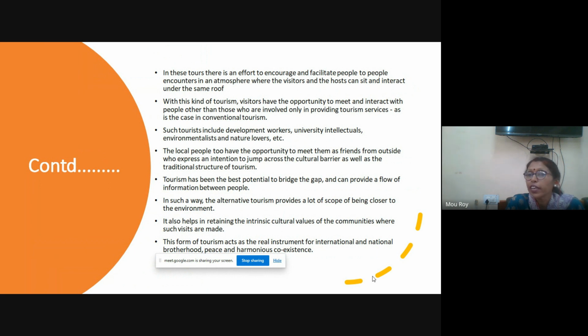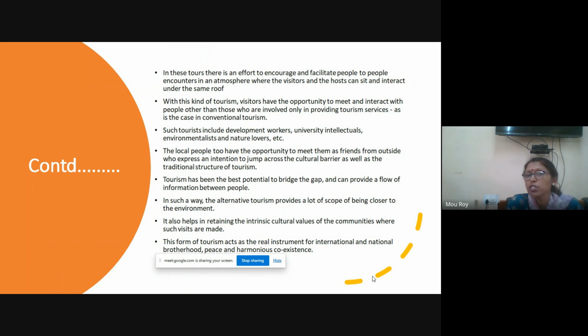There's an effort to encourage and facilitate people-to-people encounters in an atmosphere where the visitors and the host can sit and interact under the same roof. With this kind of tourism, visitors have a real opportunity to meet and interact with people other than those involved in providing tourism services. It is not a conventional type of tourism. It is where you get to interact with the local people, which makes an impact on the particular area.